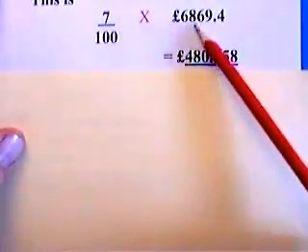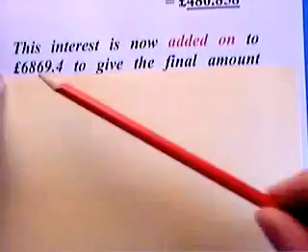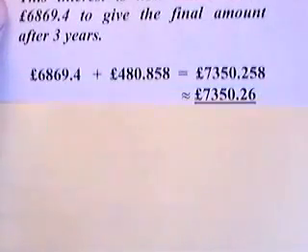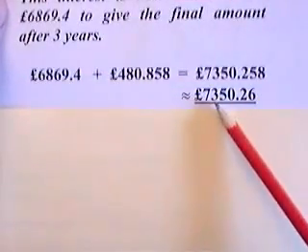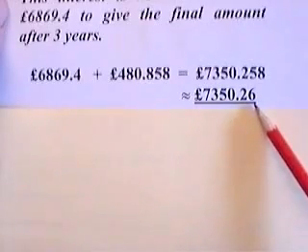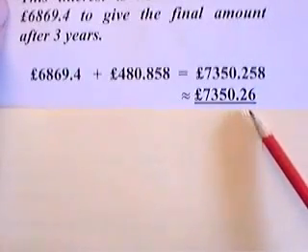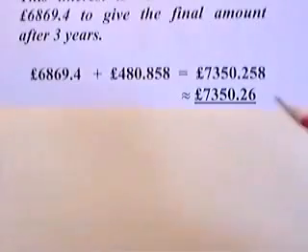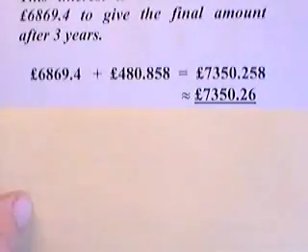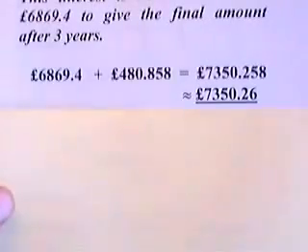£6,869.40. Okay, so this interest is now added on to that sum there to give the final amount after 3 years, and there it is, £7,350.26. I've rounded it up to the nearest pence. Okay, so at the end of every year the interest was added on and the new sum was found at the end of the next year. That is basically what compound interest is.